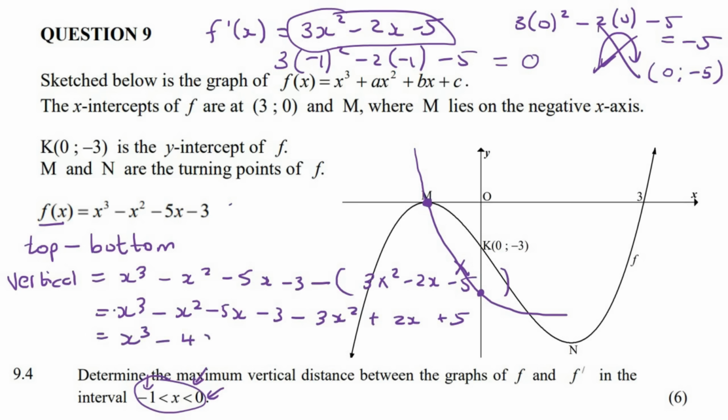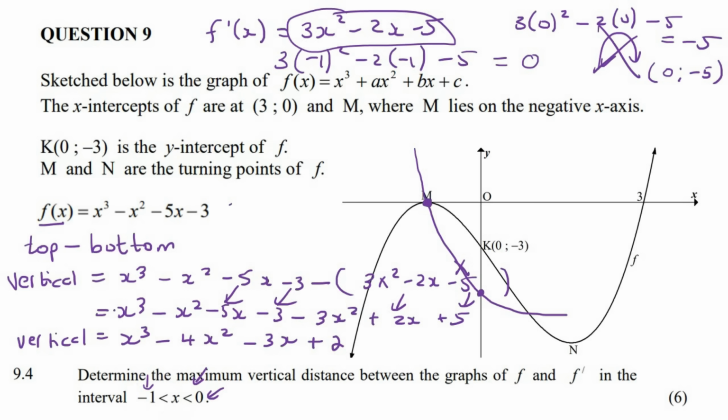So we're going to end up with negative 4x squared, by putting that one and that one together. And then negative 3x, by putting that one and that one together. And then positive 2, by putting those together. So there we have the vertical distance. This formula gives us the vertical distance.